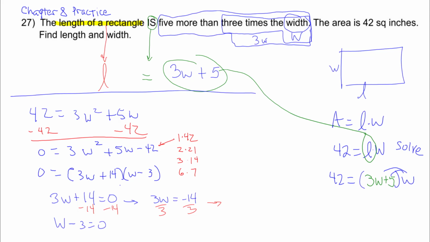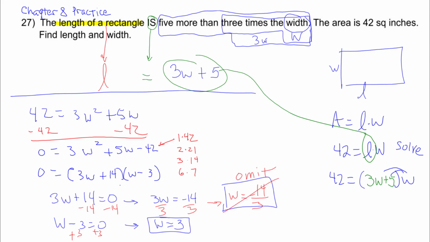So we get W equals negative 14 over 3. And then the last one I'm going to add 3. And that will give me a second answer. And that's what we expect with quadratic equations, typically two answers. Algebra quadratics will have typically two answers. But now there's another layer, because this equation is also representing real life. And in real life, we cannot have a negative answer. We cannot have a negative width. So we can omit this one. But W equals 3 is a legitimate width. We could say it's 3 inches or 3 feet.